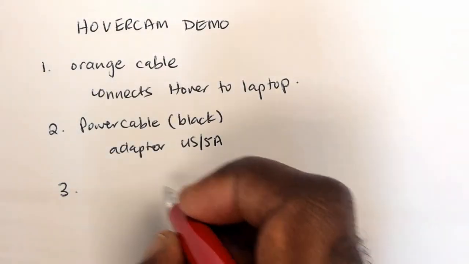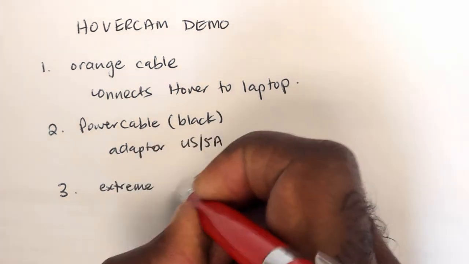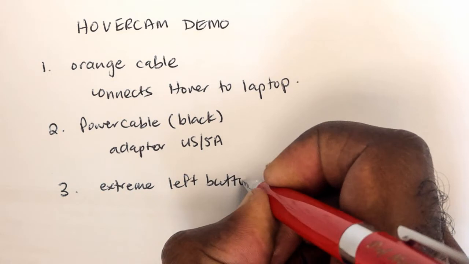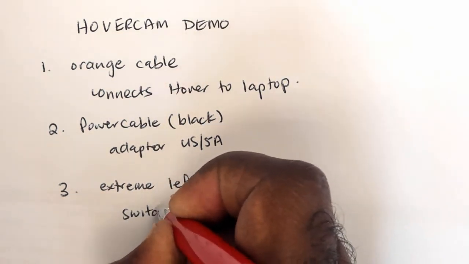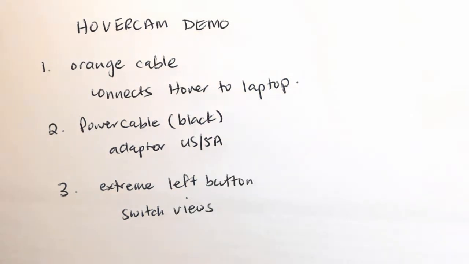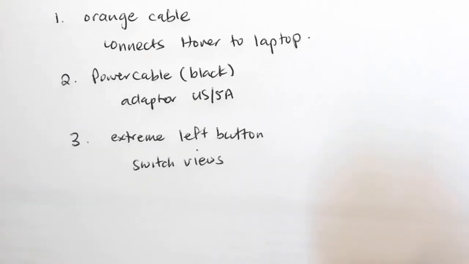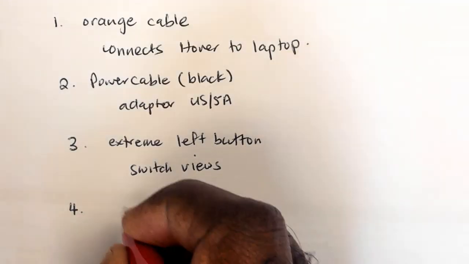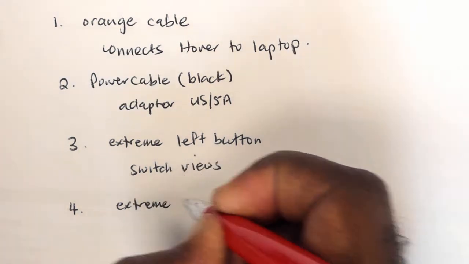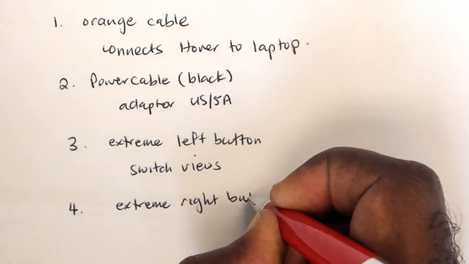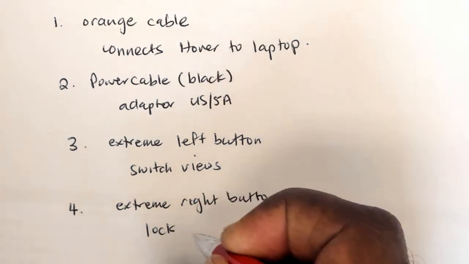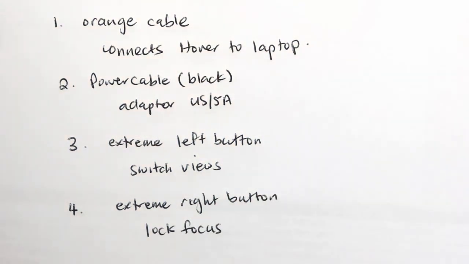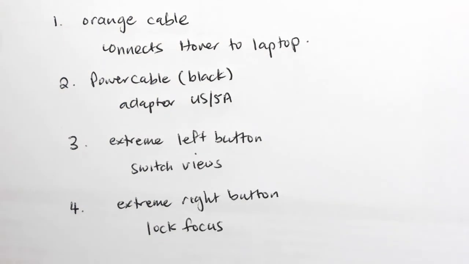The other thing that's very important is the extreme left button, and that allows you to switch views. As I say, if you find that you're upside down, you can actually move to the right side up. And the fourth thing is the extreme right button, and this is where you can lock your focus. So once you lock your focus, you know that you have your Hovercam set up, and it's not going to be auto-focusing as you go along.